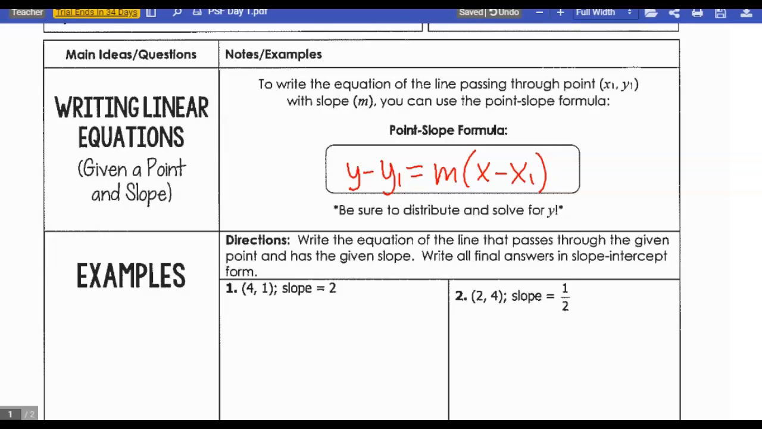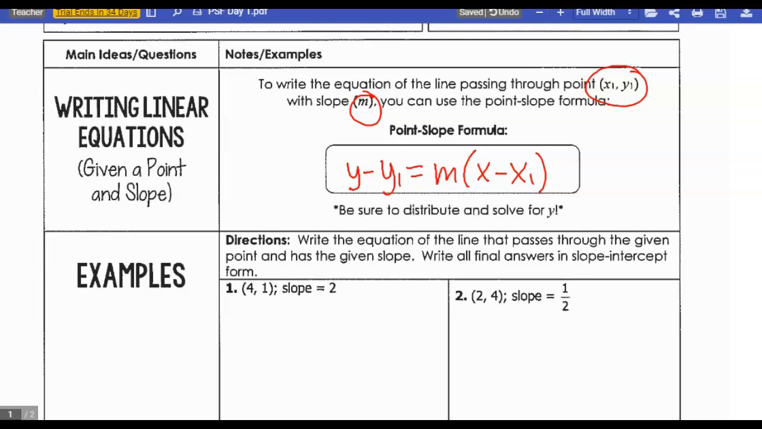What does this mean? Well, it's where you pick any point. We label that point x1, y1. And your slope. If you have those two things, you can use this formula and write a formula for the line.